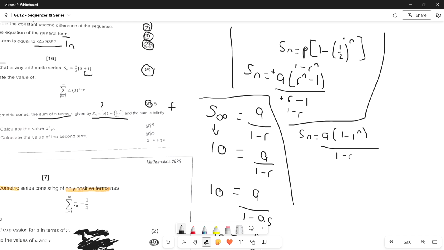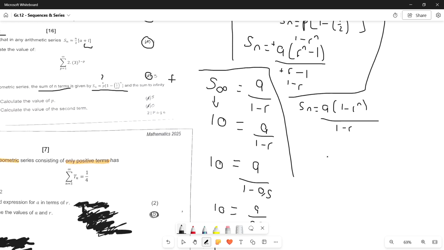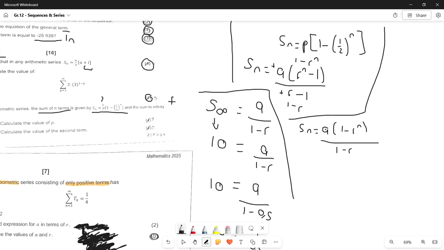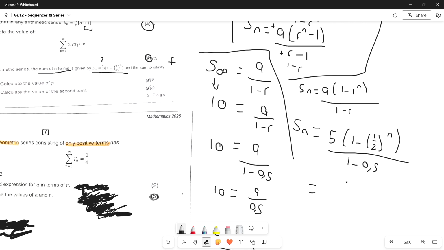So at this stage, we don't have enough information to plug in here to get p, but we do have an a here, we do have an r over here, which means we can plug our a and our r in, and then we can see how the numerator and the denominator simplify to make p, because Sn is still unknown. We're not trying to solve that. A we just solved for as 5. 1 minus 1 over 2 to the power of n, over 1 minus r, is 1 minus 0.5. This is also our 1 over 2 over there, which means we have 5 over a half. If we simplify 1 minus 0.5, that's a half.